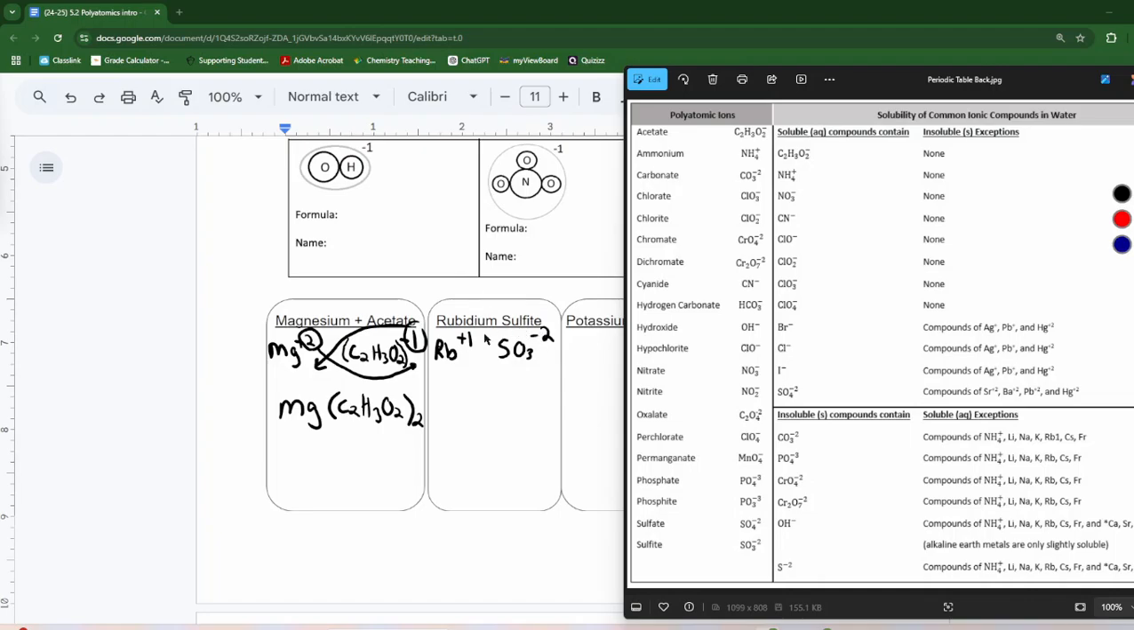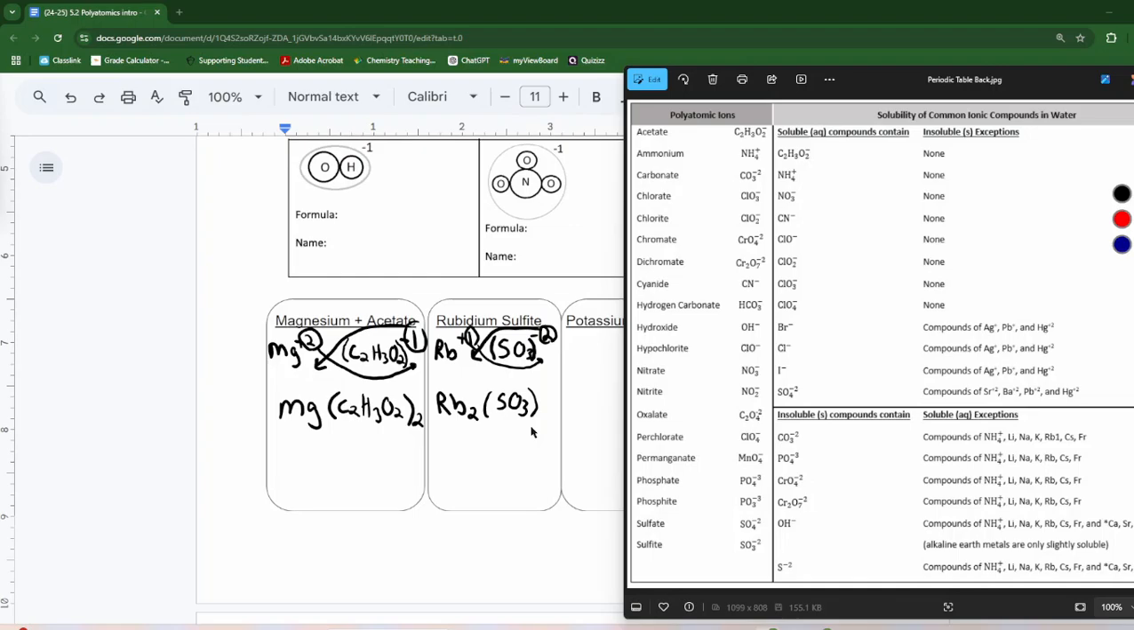Okay, now we treat this the same as anything else. Do their charges match? No, they don't. Then we're going to do crisscross applesauce. Just in case, I'm going to put this in parentheses. I'm going to take this number and put it down there. I'm going to take this number, and I'm going to put it down there. I'm going to end up with Rb2 SO3.